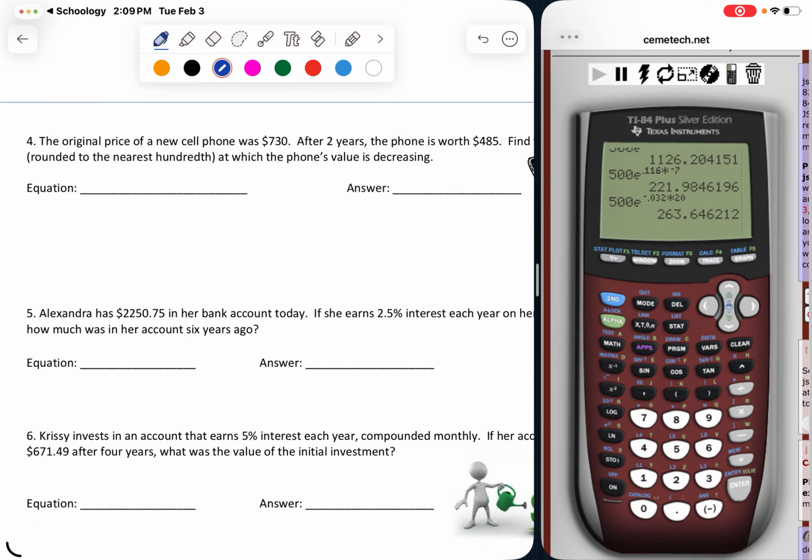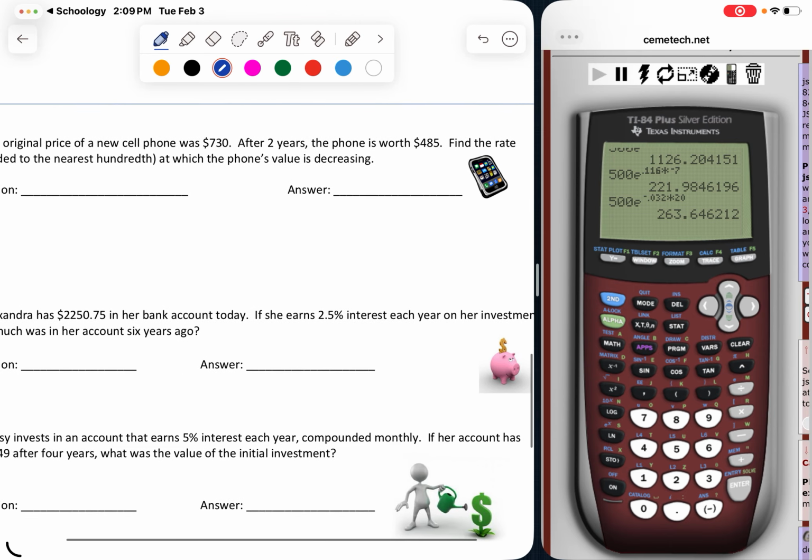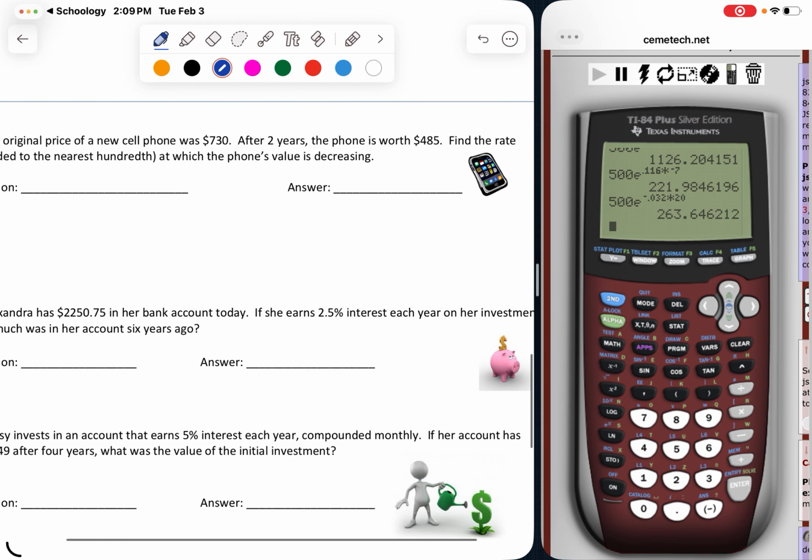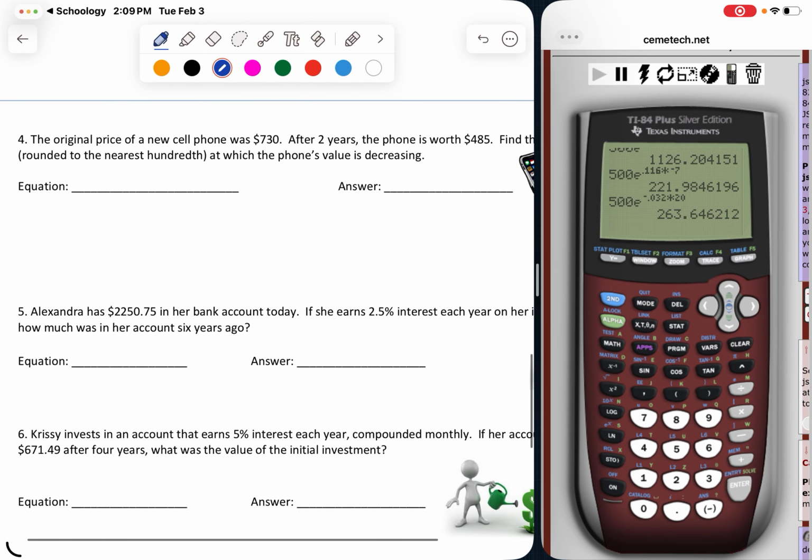Okay, more examples here. It says the original price of a new cell phone was $730. Right, that was the original price, P. After 2 years, the phone is worth $485. That's the final amount. And we got the year. Find the rate, rounded to the nearest hundredth, at which the phone's value is decreasing. This is simple interest, right?